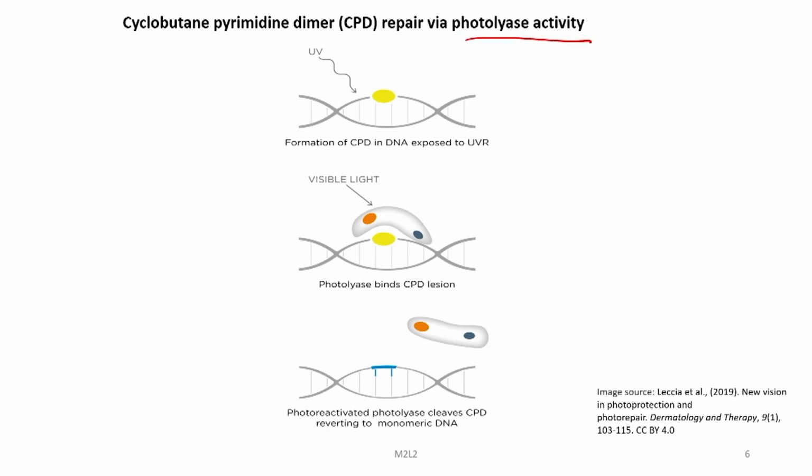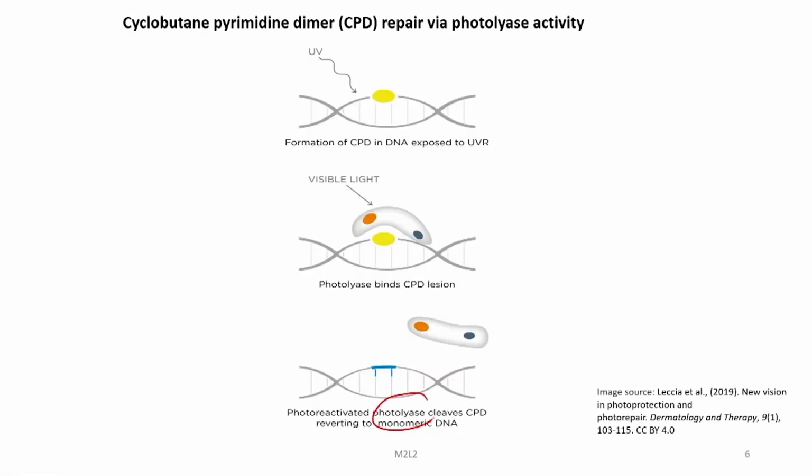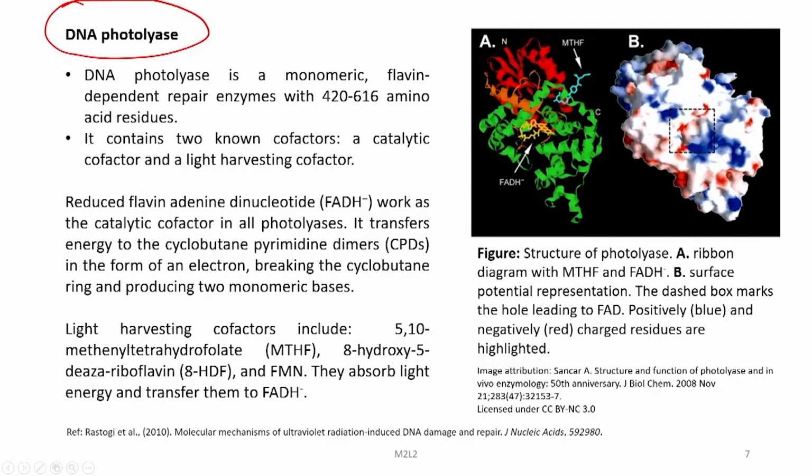As you can see, whenever a UV ray hits the DNA, there is a formation of cyclobutane pyrimidine dimer or CPD dimer in the DNA. Now, in the presence of visible light, the photolyase binds to this CPD lesion and repairs it, thereby reverting it back to the monomeric DNA. What is the nature, structure and function of this particular enzyme which carries out this kind of reversal reaction in the presence of visible light?